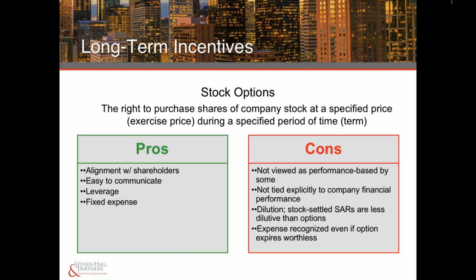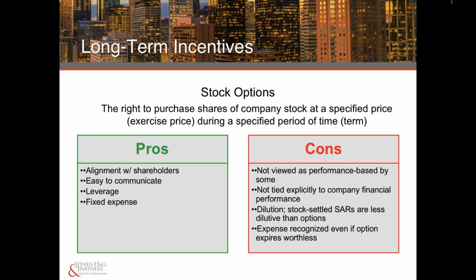And it's fixed from an expense perspective. That means that companies are taking a Black-Scholes or a binomial valuation to expense these over the vesting period. So there's not any variability there in terms of what the expense is going to be.